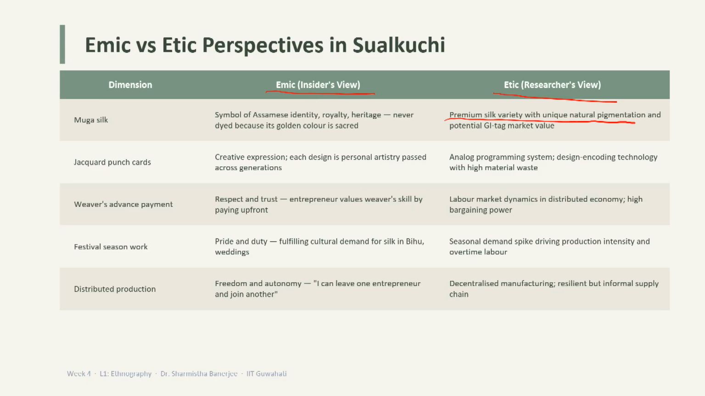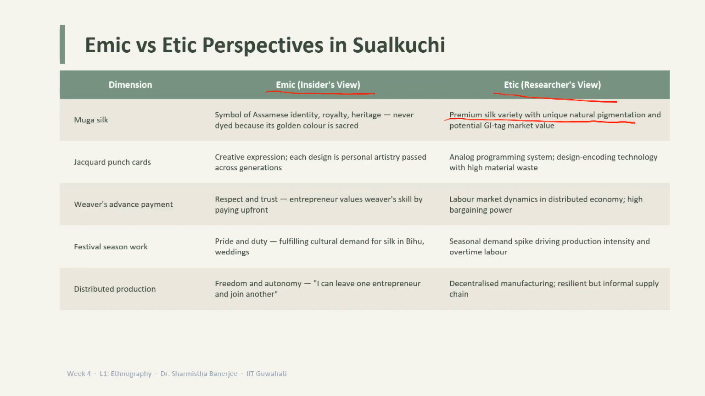Now jacquard punch cards. Creative expression: each design is personal artistry passed across generations. That is the insider view. For the researcher's view, it is an analog programming system, which is how the punch cards are made. It is a design encoding technology with high material waste, because one punch card can be used for making up to 10 saris or mekhla chadars, and after that it is no longer useful and has to be burnt, and a new punch card has to be created with the same design if you still want to make the same design.